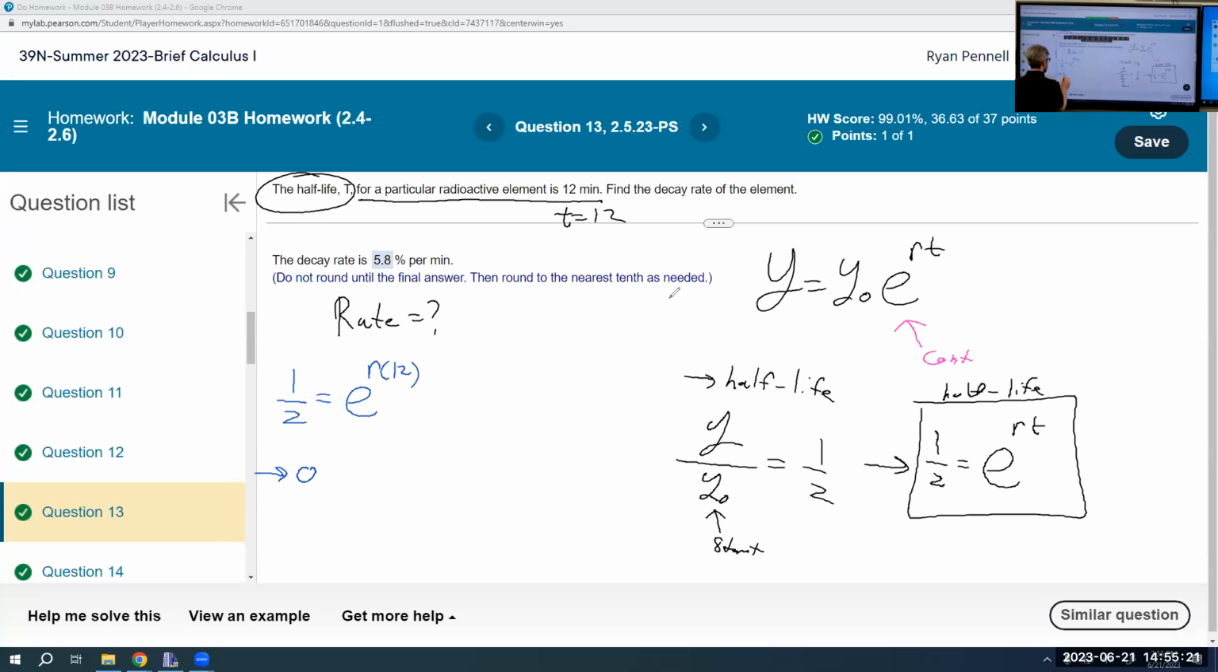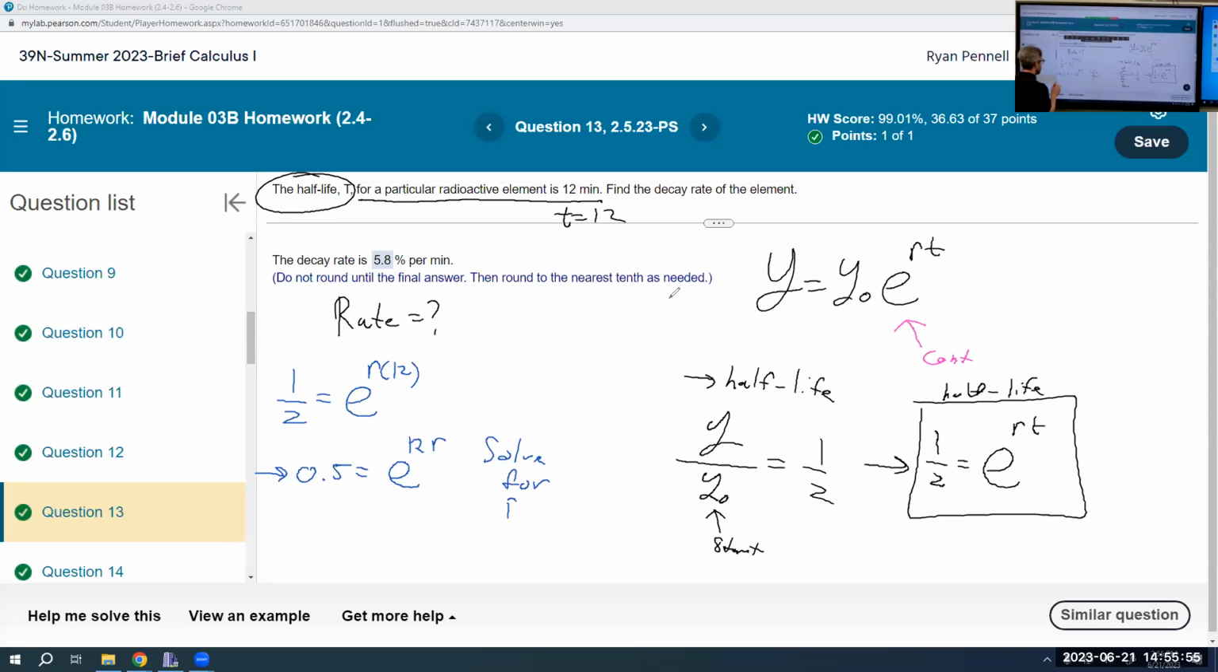So let's get ready for plugging in the calculator. 0.5 equals e to the 12R. Solve for R. How do you solve for R? Do you remember? That's where we started. So this is technically an algebra problem. How do we solve? We take the natural logarithm of both sides. That will give us 12R, since the 12 will come down, and we'll divide by 12.